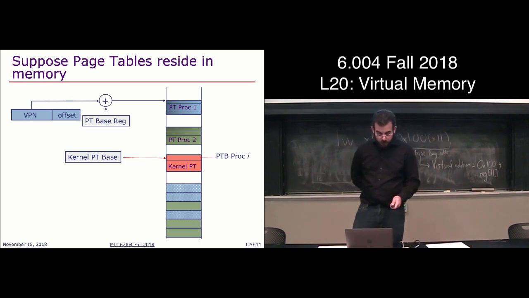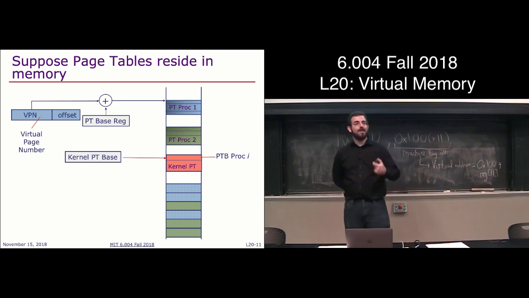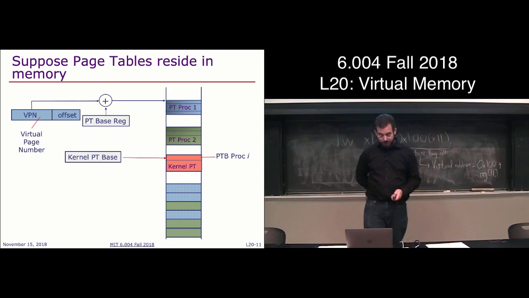And so what we're going to do to do a single access is, we get the virtual address. We essentially divide the virtual address into the offset and the virtual page number. We take the virtual page number, add it to the base register of the page table of the process that we're currently running. In this case, let's say we're running process 1, and this will give us some memory address which we access to get the physical page number and therefore produce the physical address.